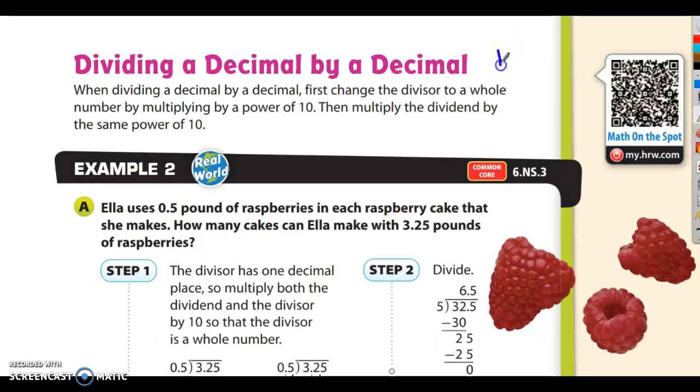Page 126. We're going to divide decimals by decimals. This at the top may not make sense at first, but after I explain it, it might.